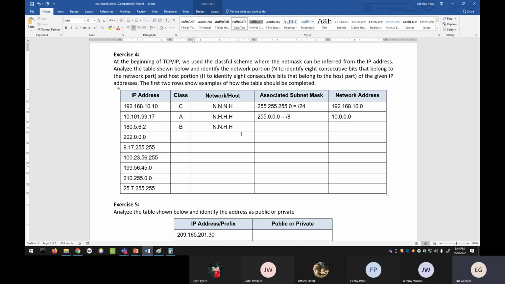By default, of course, if we have N, N, 8 plus 8, 16. So the net mask will be 255.255.0.0. And this is a /16.